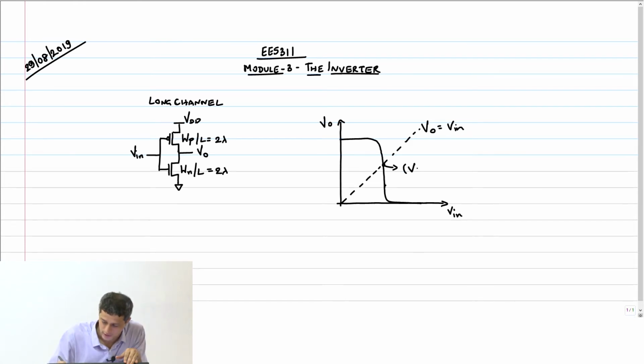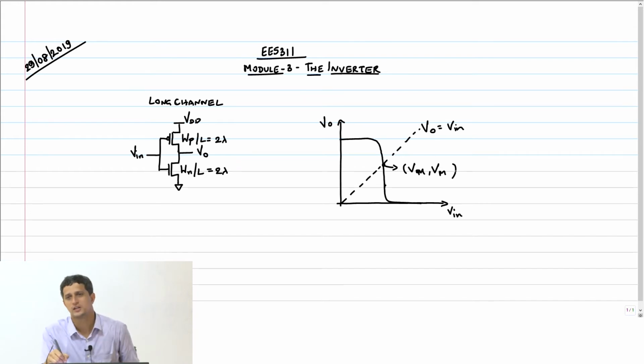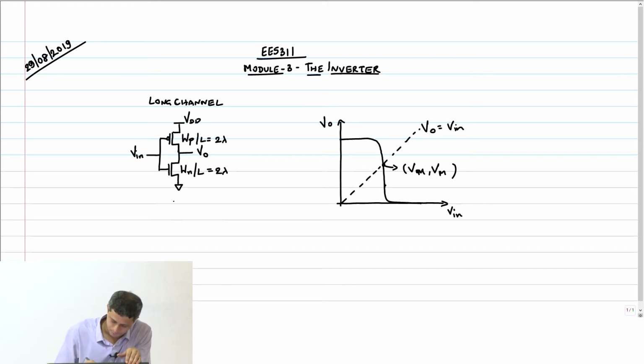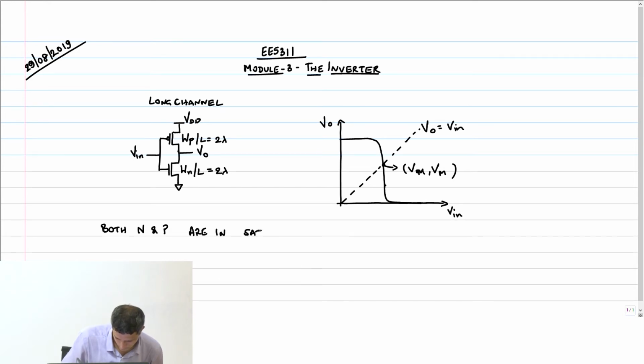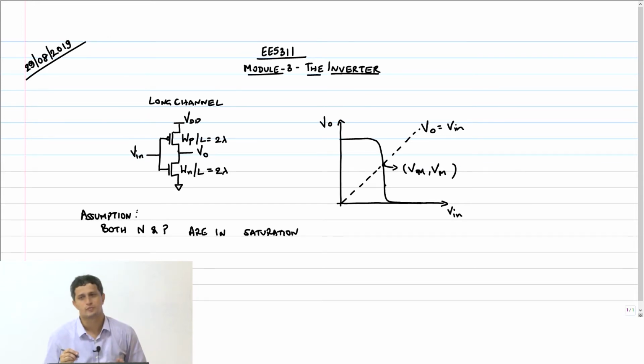Therefore, this point of intersection is Vm comma Vm. We want to find this point, right? And therefore, these two devices are obviously in the saturation region because Vm is somewhere close to VDD by 2. Both devices are in saturation, right? Okay, this is only an assumption, by the way. It needs to be verified after you get the answers with numerical values to be sure that the assumption is correct.